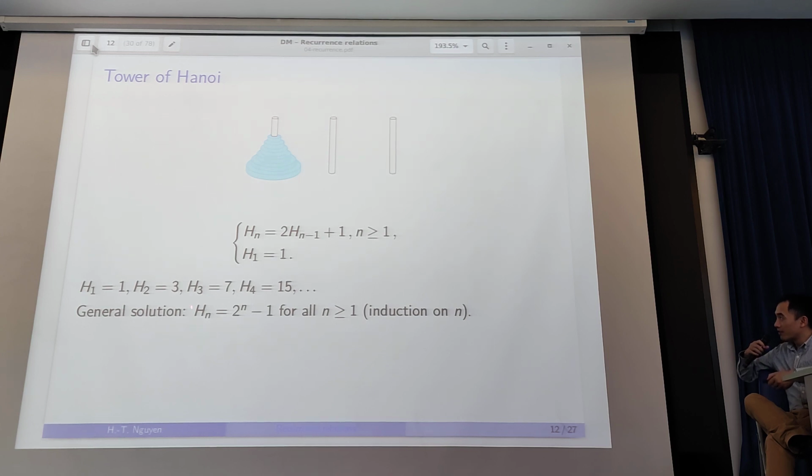Okay? So in the legend, n is equal to 64. So if you put it in the computer and tell it to calculate the value for you, then it would be approximately 18 billion. Okay? So you need this many moves for the 64 disks in the legend.